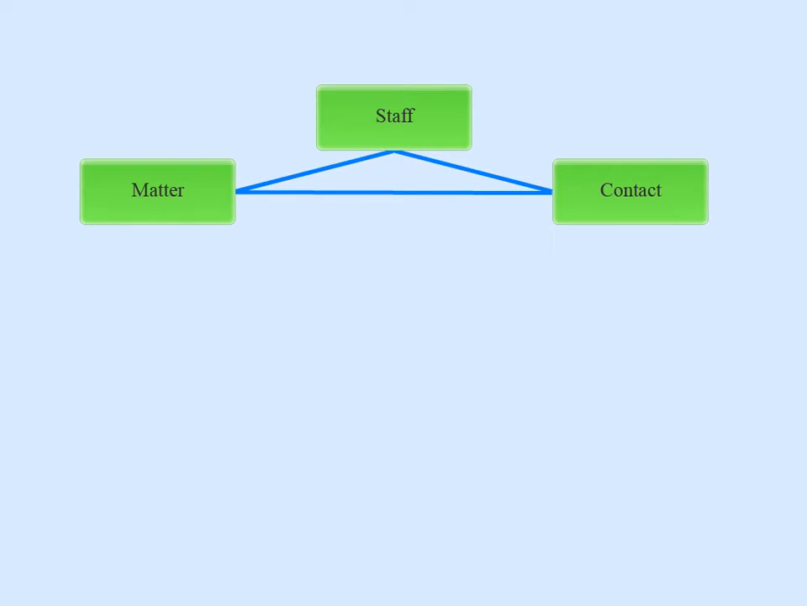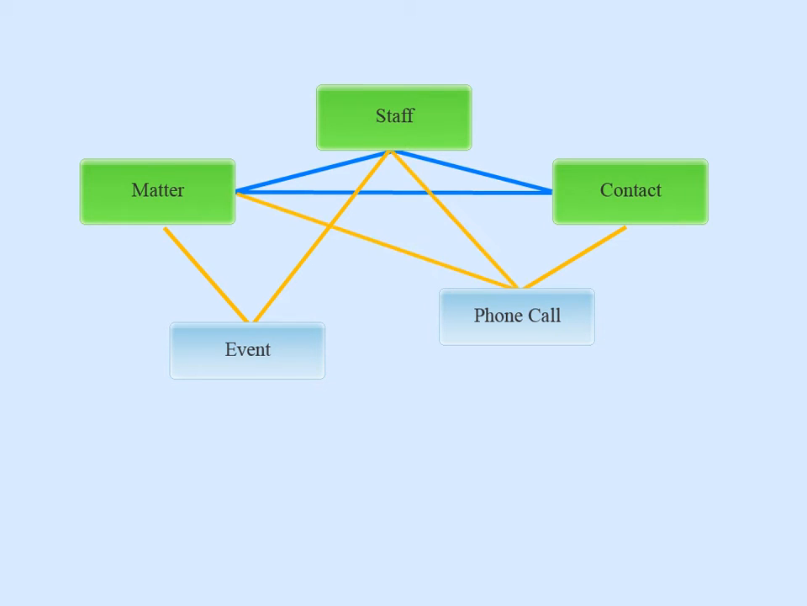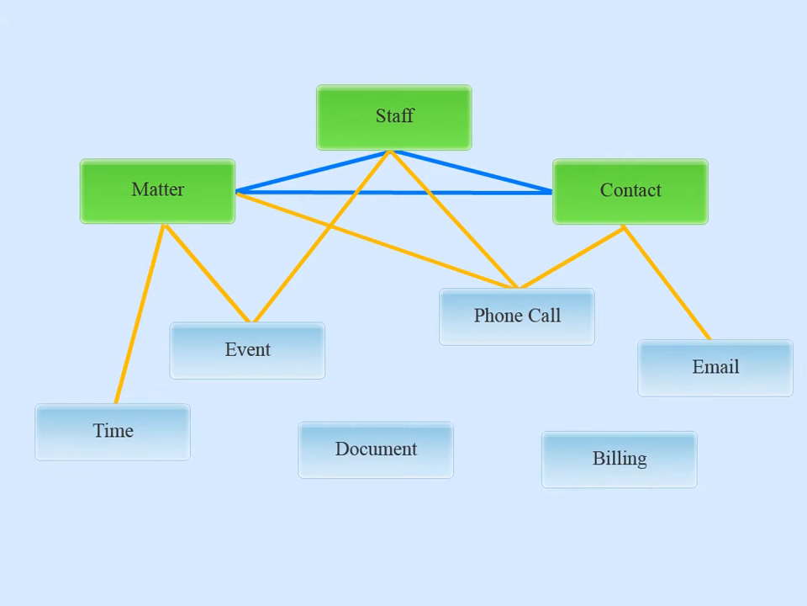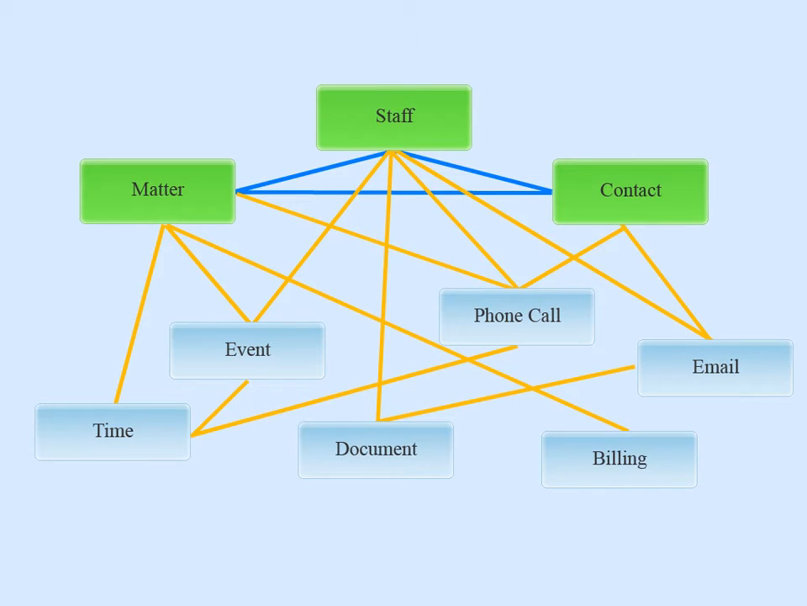Let's now take a look at what happens when we add some actions. Let's say the staff member schedules a meeting regarding this matter. Another related record is created. We call these types of records supporting records. Subsequent actions, such as a phone call made to the contact regarding the matter, create yet another supporting record. Throughout the life of the matter, each event or action creates additional related records. Now let's see how these relationships look in Time Matters.